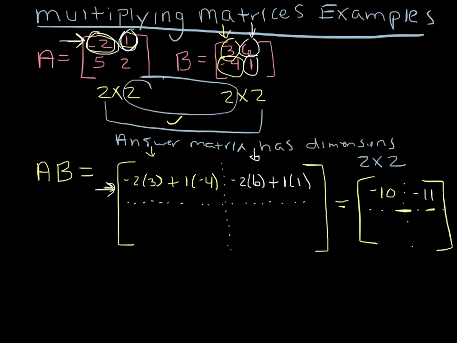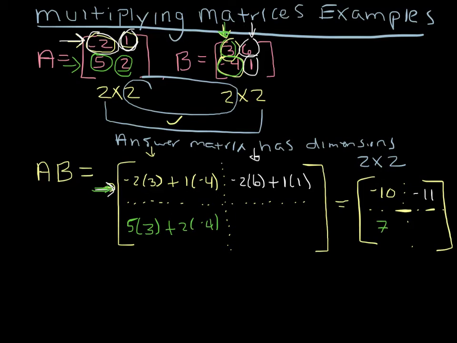And let's go to a new color here. Now we've already done all of row 1, right? This is all of row 1. So now let's focus on row 2. I'm going to multiply row 2 of matrix A by column 1 of matrix B. So that's 5 times 3 plus 2 times negative 4. And that gives me 15 plus negative 8, which is 7.